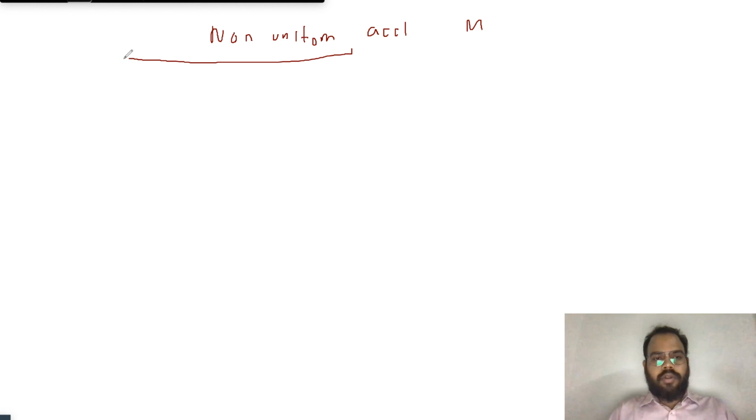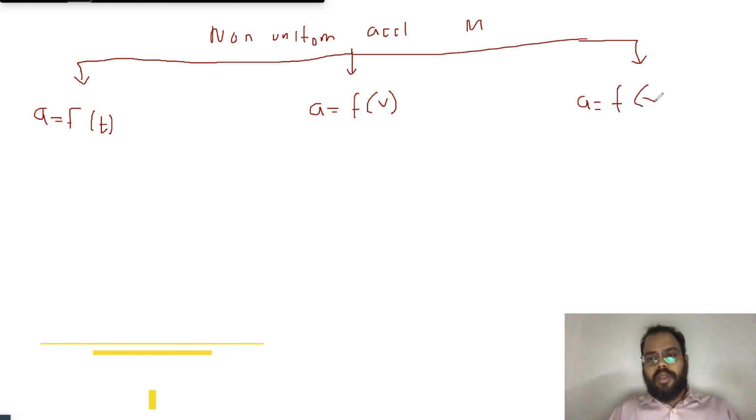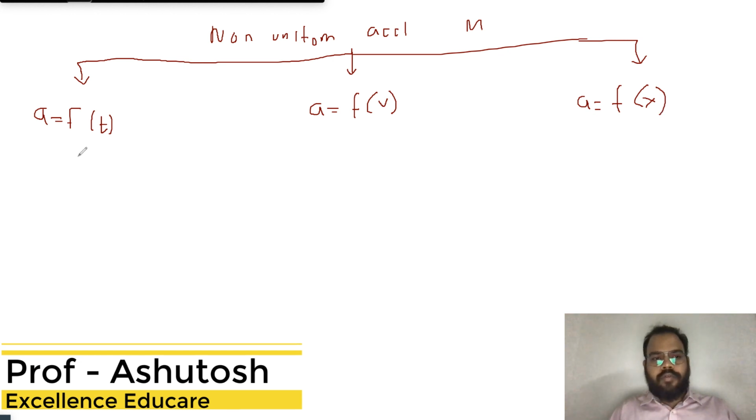Now we'll move on to the third and last part, that is non-uniform accelerated motion. For the JEE and NEET syllabus, there are only 3 types of non-uniform motion that they can ask you. They will give you acceleration as a function of time, or acceleration as a function of velocity, or acceleration as a function of displacement.